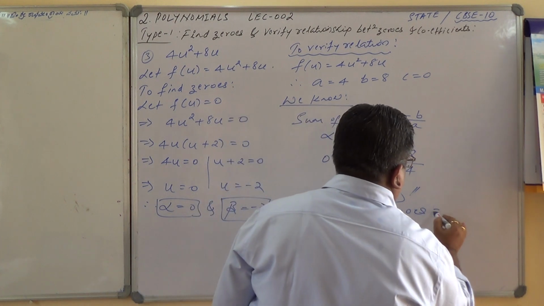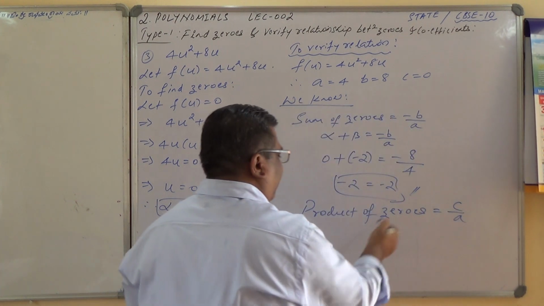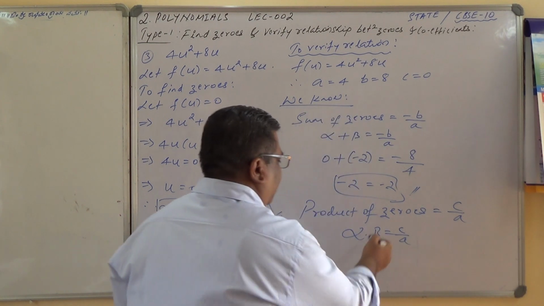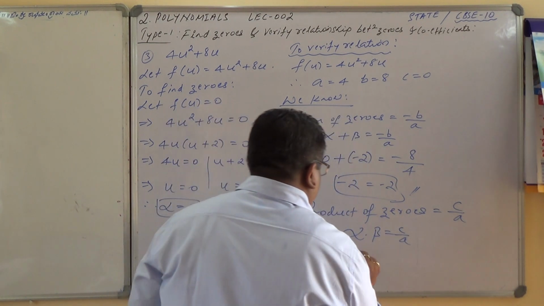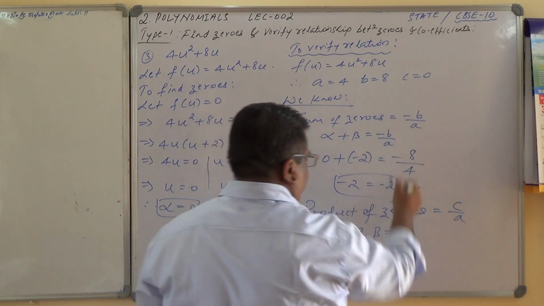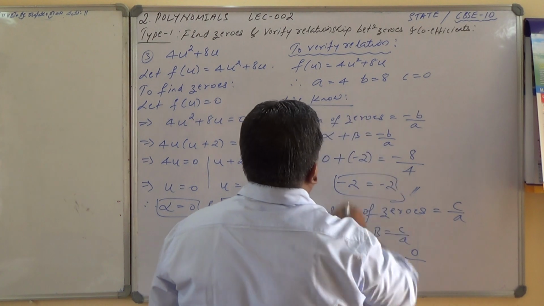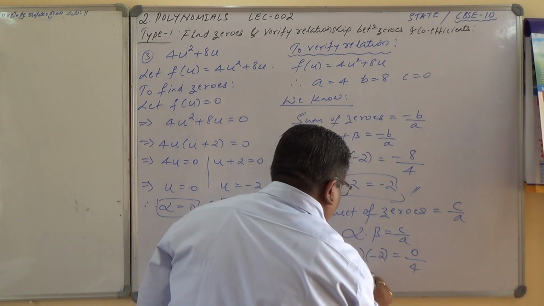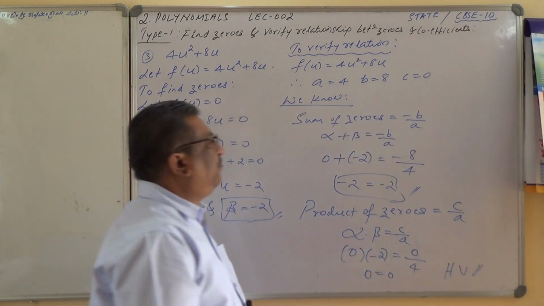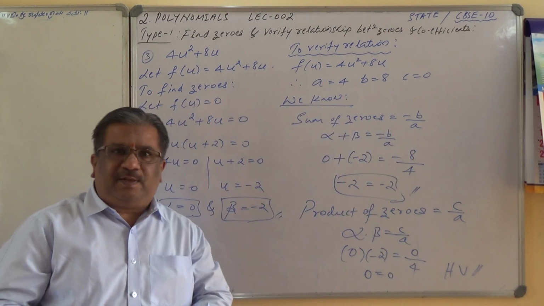Similarly, product of zeros is given by c by a. What is product of zeros? Alpha into beta equals c by a. What is alpha into beta? 0 into minus 2. 0 into minus 2 equals, c is how much? C is 0 divided by a is 4, and therefore 0 equals 0. Hence verified. I hope you are able to understand. So let me take the next problem, note it down.